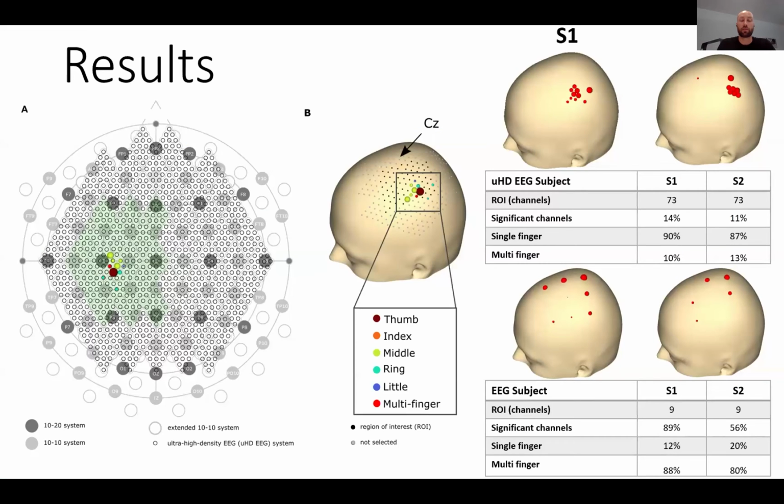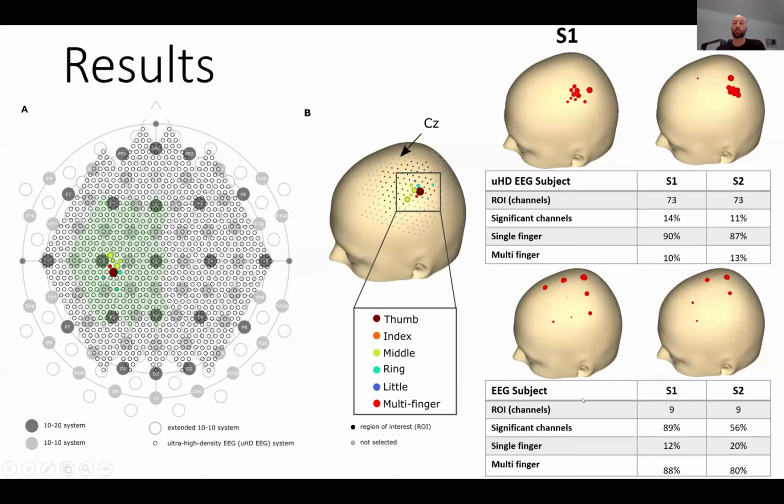With that, we then performed these individual finger movements, and we found the significant channels for each finger. You can see them here on the left side, plotted on the standard locations that I showed before. Also with this 3D head model, we plotted the significance, and with the diameter of these bubbles, the z-score of these values. So we have here thumb, index, middle, ring, and little finger, and one channel that included all of the finger movements. On the right side, you can see the results for the ultra high density for 2 subjects, S1 and S2, and the EEG.